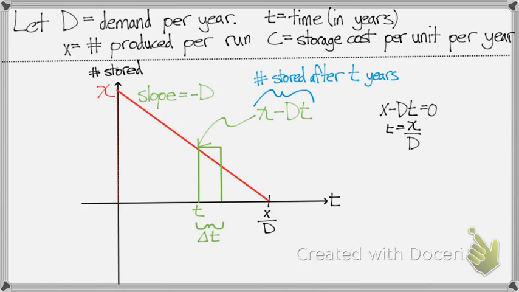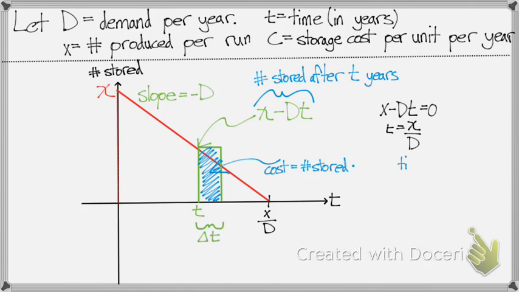This rectangle is going to get very, very close to approximating this line at that t value, t, we're calling it here. So what I want to do is find the total amount of money that it costs to store the x minus dt units over this amount of time, delta t, after t years has gone by. And the way to do that is as follows.